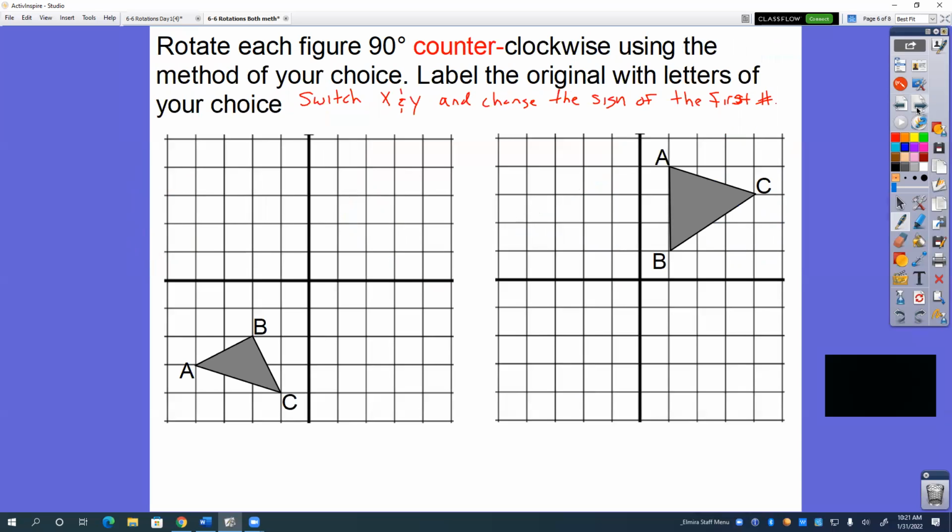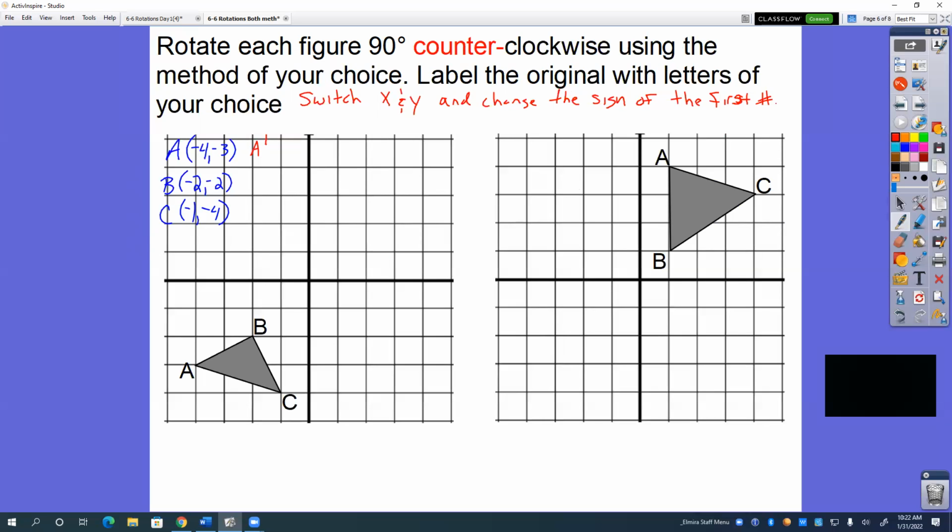So our first coordinate would be A is -4, -3. B would be -2, -2. And C would be -1, -4. Okay. And so then the rule for counterclockwise is to switch X and Y and change the sign of the first number.